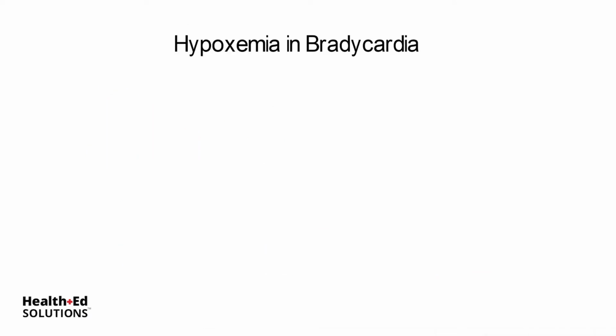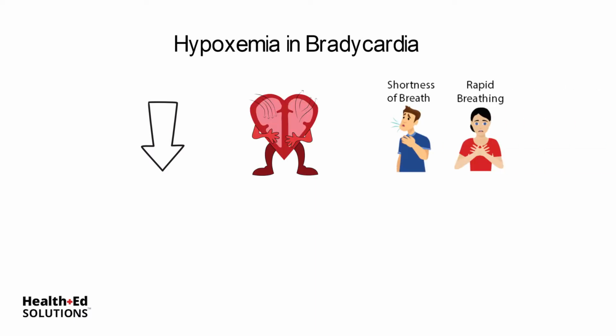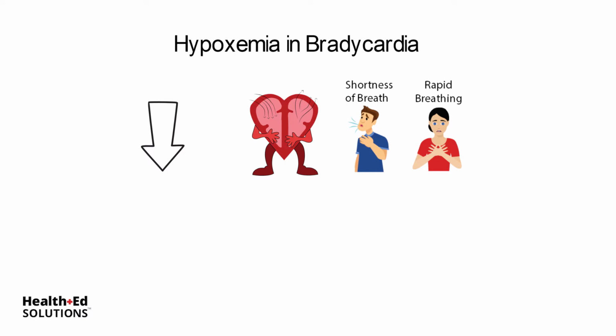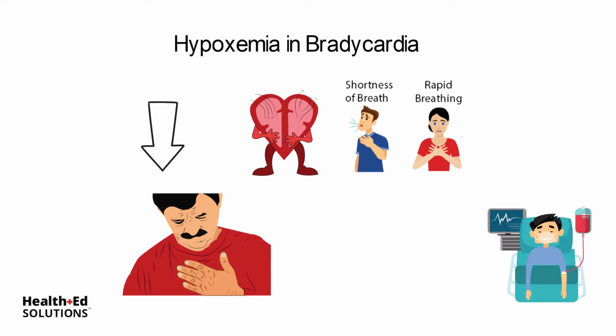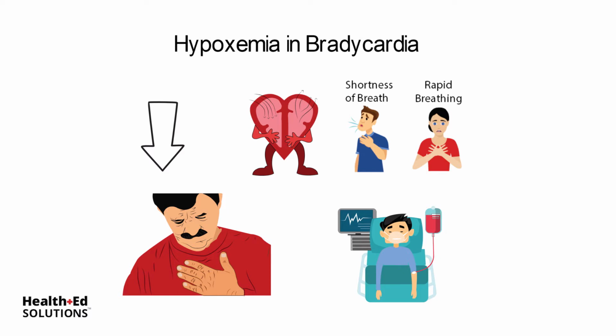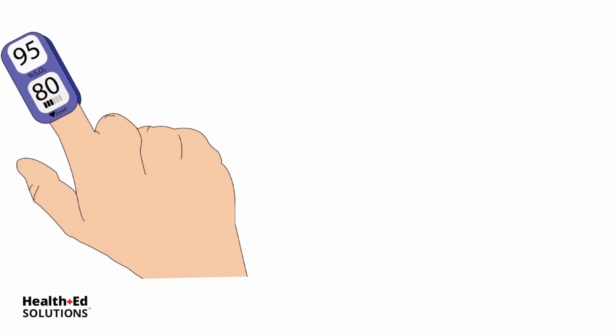Hypoxemia in bradycardia. Due to significant loss of cardiac output in bradycardia, patients will show signs and symptoms of hypoxemia. To compensate, they will show an increase in respiratory effort, i.e., tachypnea. Patients' vital signs must be monitored with special attention to oxygenation and ventilation. A pulse oximeter is recommended to monitor arterial oxygen saturation.